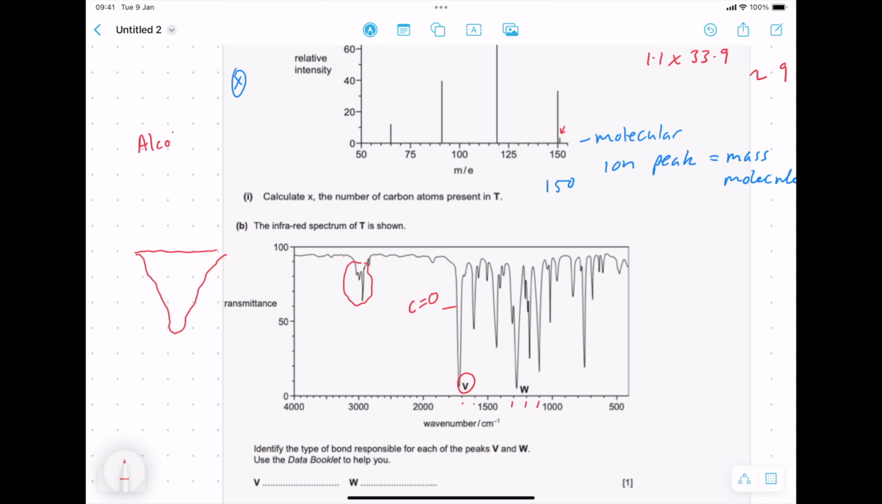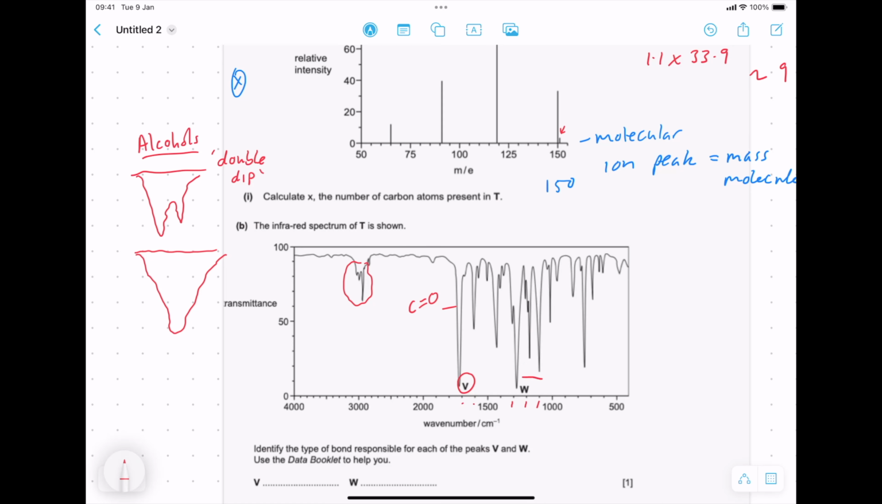Alcohols, again, have a really distinct peak on the left. They have what's described where the peak goes down, comes back up, goes down again, and comes back up again. This idea of a double dip. This is not present, so this cannot be an alcohol. So it's probably going to be an ester, but we don't know enough at this point.